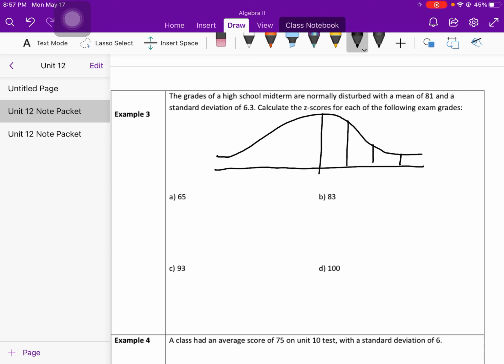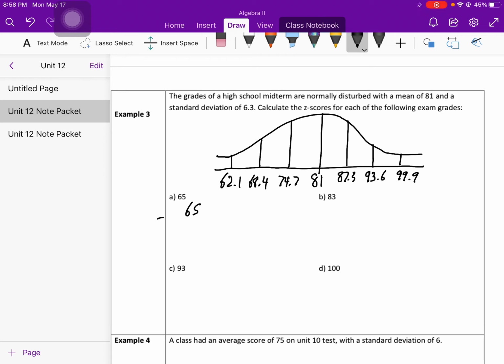1, 2, 3. And then our average here is 81. Standard deviation is 6.3, so we're going to add that. We get 87.3. We get 93.6. And we get 99.9. And then going to the left, we're going to get 74.7, 68.4, and 62.1. All right, so now let's go ahead and let's calculate these.